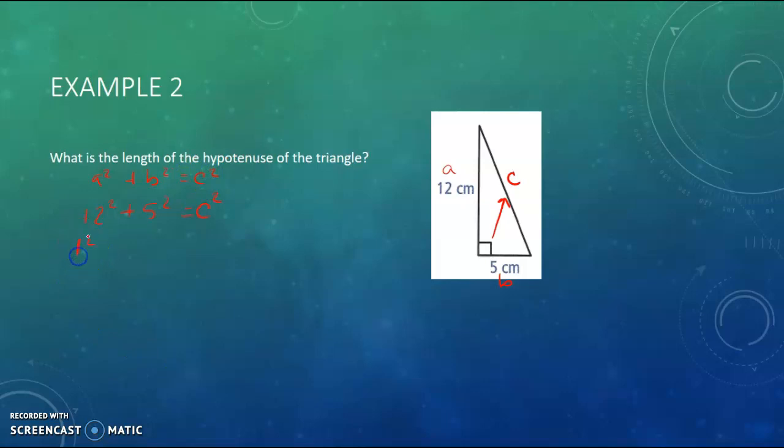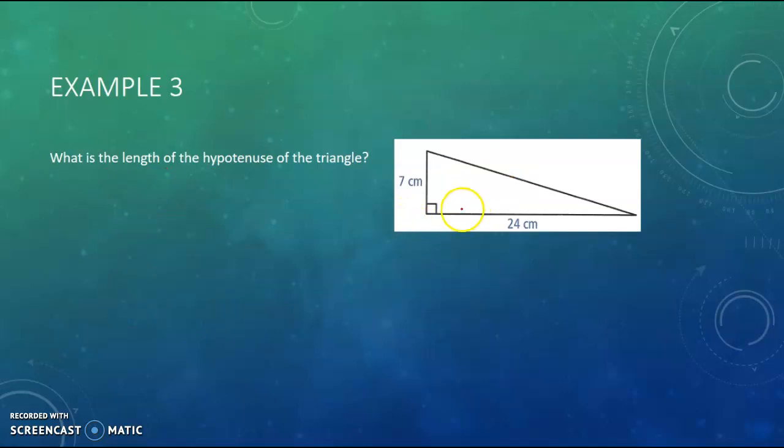So 12 squared is 144. 5 squared is 25. Again, that equals C squared. And so then 144 plus 25 is 169. And then to undo the square, we're going to square root both sides. And the square root of 169 is 13. And so the length of our hypotenuse for this triangle is 13.